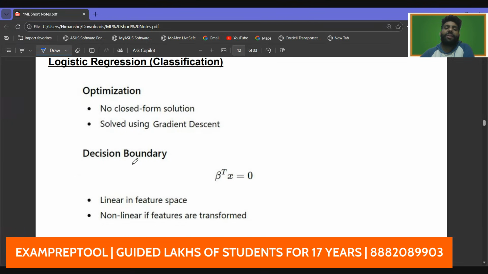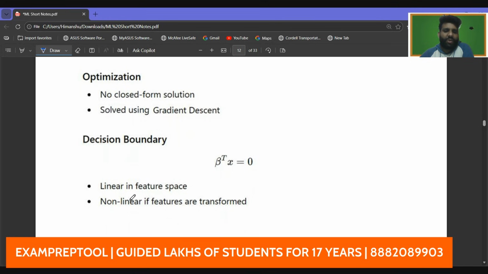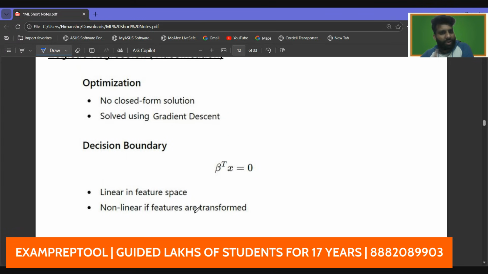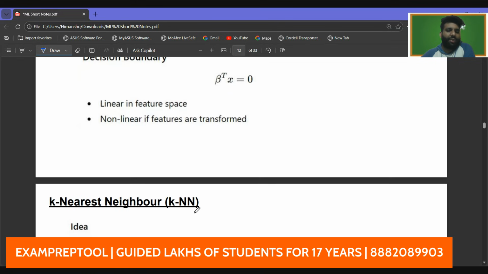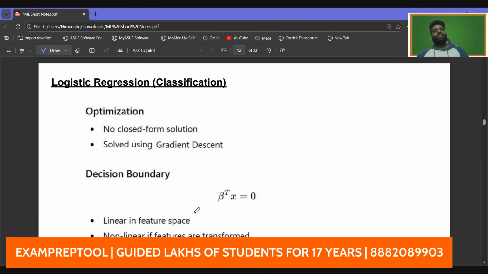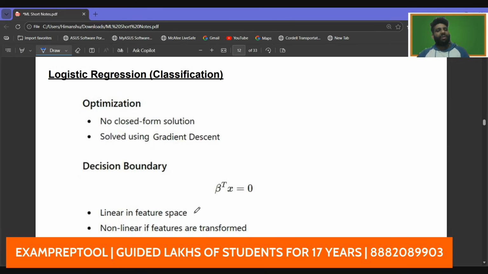What is going to be my decision boundary? The w transpose x or beta transpose x equals 0. So it is always linear in the feature space. But non-linear if features are transformed. So after we transform, it can be non-linear as well, as I talked about with linear regression. So that was all about the regression kind of thing. The other models which we are going to talk about can also be used for regression, but the way we study them generally is in the context of classification.